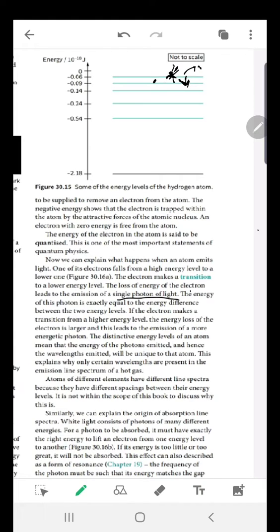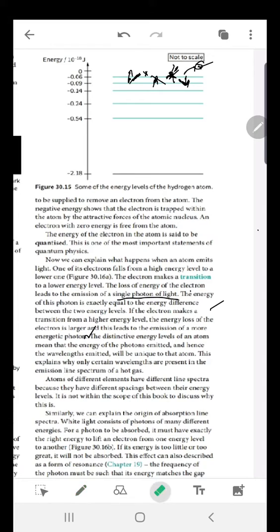That's why it makes it go from this level to this level. If the photon was not of that much energy, it couldn't have moved this electron. If the photon has moved your electron from the lower level to the higher level, then when it is going to get emitted, it should be exactly equal to that particular amount of energy which is over here, okay. If the electron makes a transition from a higher energy level, the energy loss of the electron is larger, and this leads to the emission of a more energetic photon.